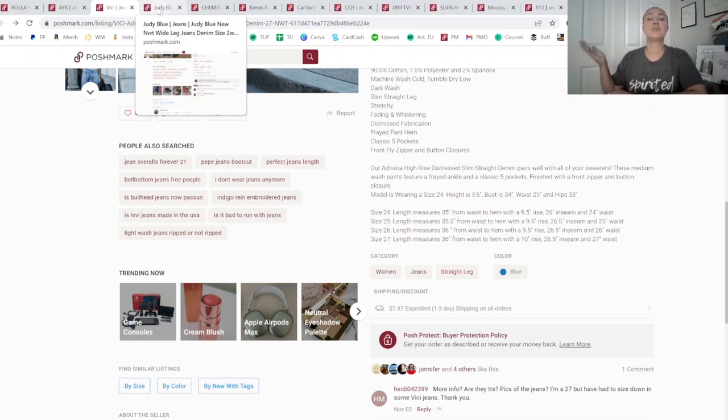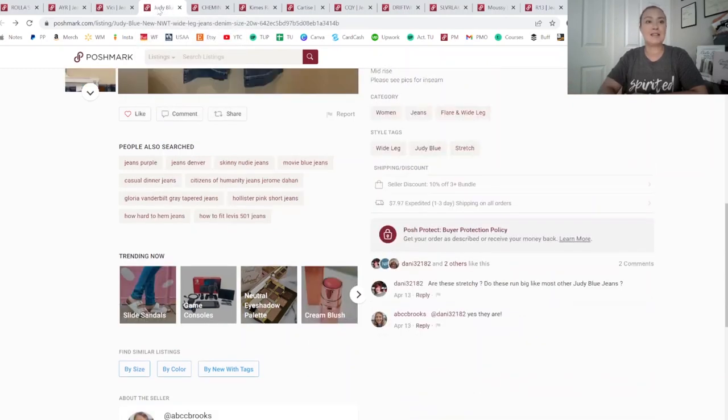But then also not ripped. If you had just a regular pair of jeans that didn't have any distressing, would you write not ripped in your description? I'm not making fun of anyone for not knowing. I think it's interesting what people are searching for and how can we capitalize on this as sellers.